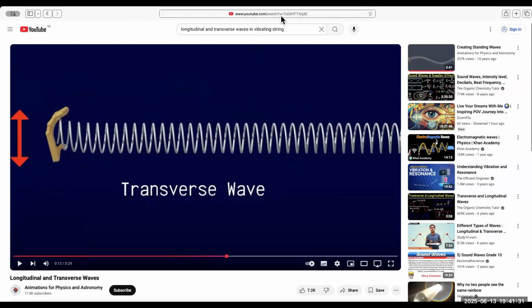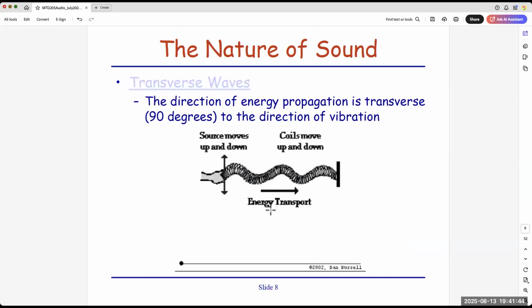Okay, so let's stop. Let's visualize it through this picture. What is longitude wave? Let's go back to the slide. Is it okay? So far it is okay for longitude wave. Okay, good. So let's move on.